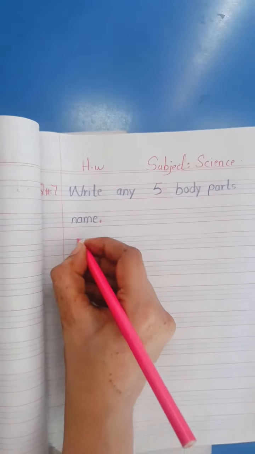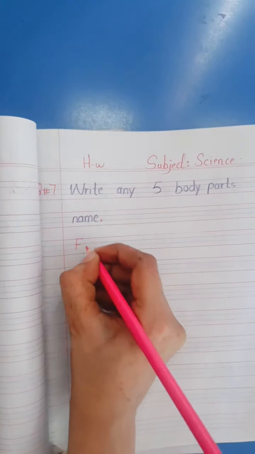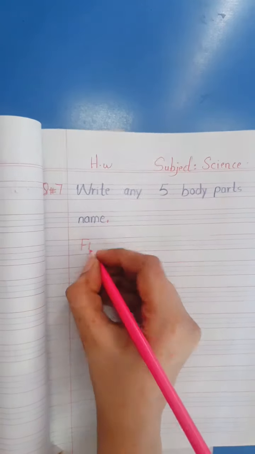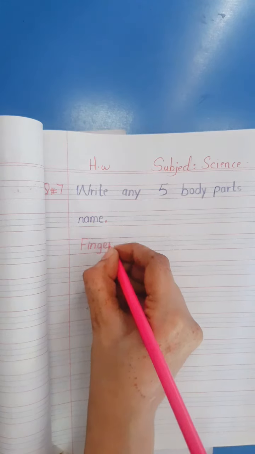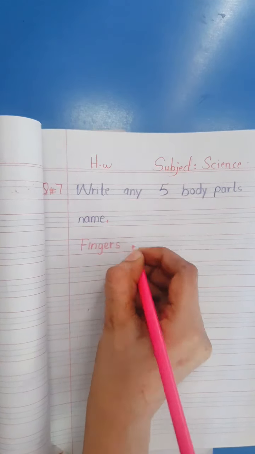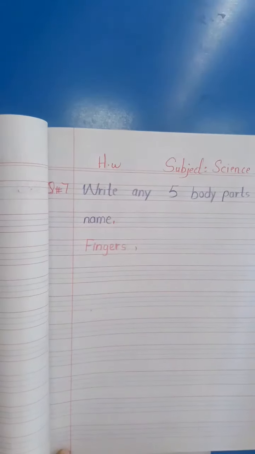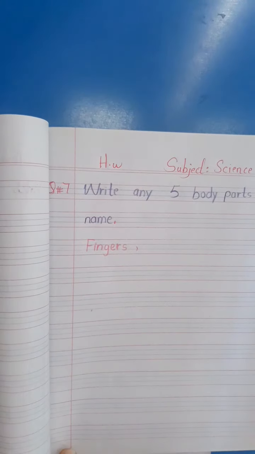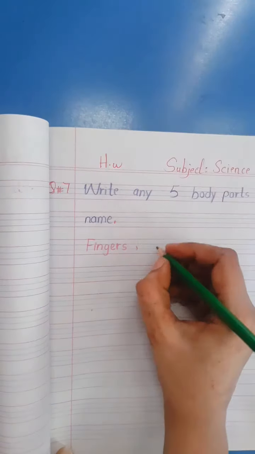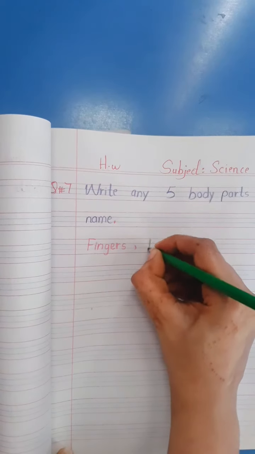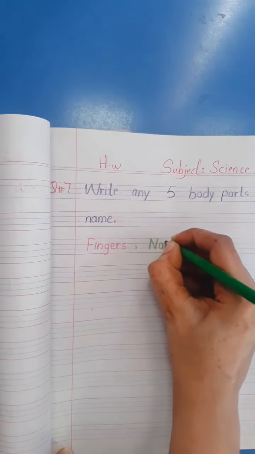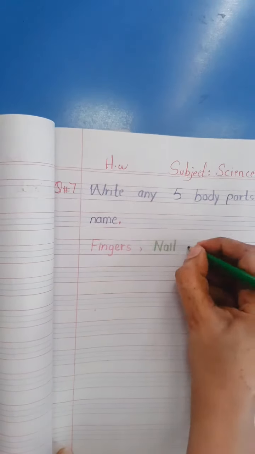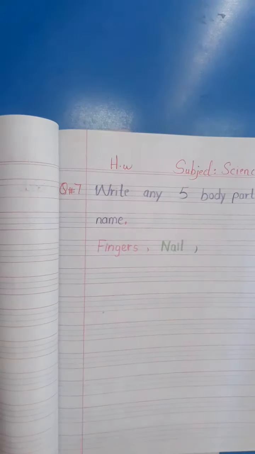Firstly, we will write here the spell of fingers. F-I-N-G-E-R-S, fingers. Fingers. Nail. What's the spell of nail? N-A-I-L. Nail.